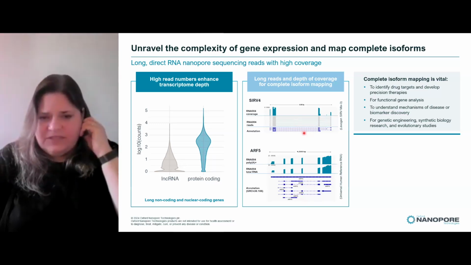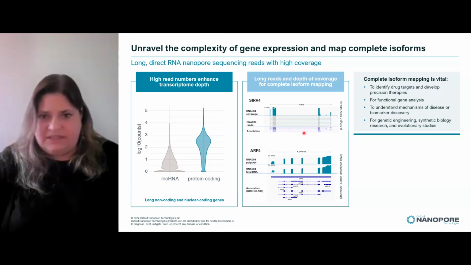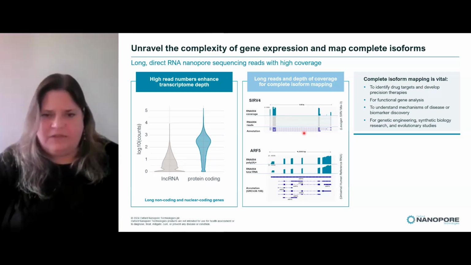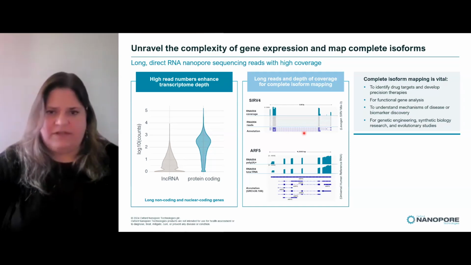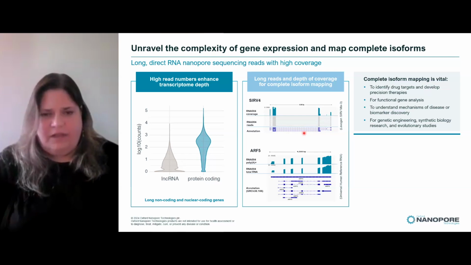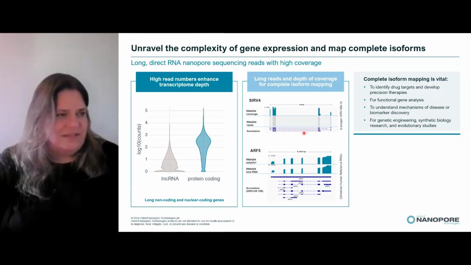And this again helps to look at drug targets. Some genes splice differently, and so therefore you need to know that if you're looking at a drug target, or for functional gene analyses. If you're trying to map a genome, you can use isoforms to help figure out the representation of what the exons are within a novel genome, and things like synthetic biology or evolutionary studies, which is one of my favorite things, evolutionary stuff.